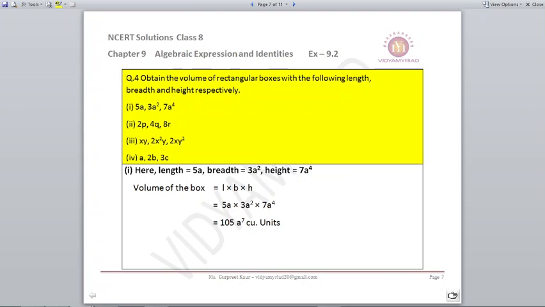So length into breadth into height, that means 5a multiplied by 3a square multiplied by 7a raised to power 4. 5 into 3 into 7 is 105. Then there is 1a, then a square, then a raised to power 4. That means a raised to power 1 plus 2 plus 4, which is a raised to power 7. And the answer will be written in cubic units. In area we were writing square units. In volume the answer is in cubic units.